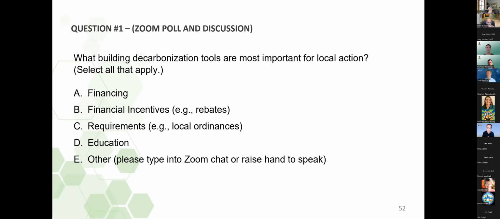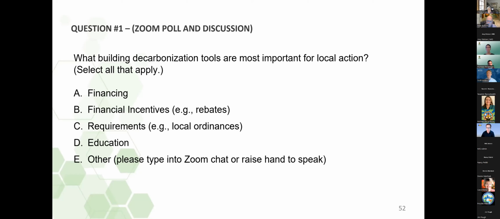And good, about two-thirds of you have weighed in. Let's take a quick look at the results. Again, we use this polling tool to spur discussion and take the pulse of the group, if you will. Certainly not scientific, but financial incentives, things like rebates, seem to be of interest to many of you. But again, those local requirements and ordinances still rise up there, along with financing, broader education, and other.